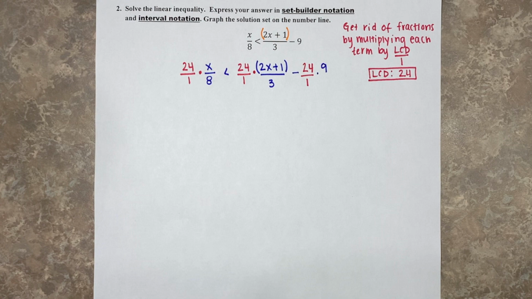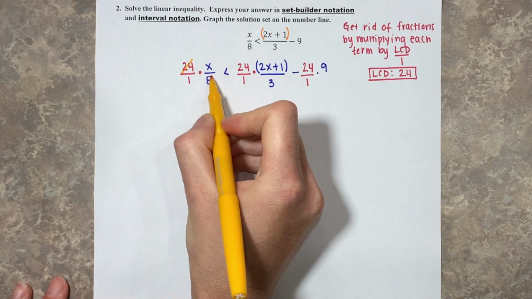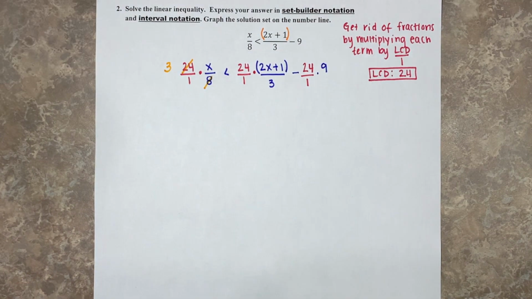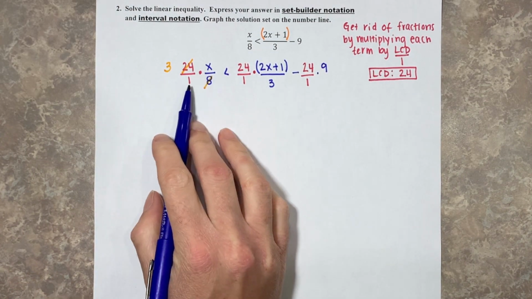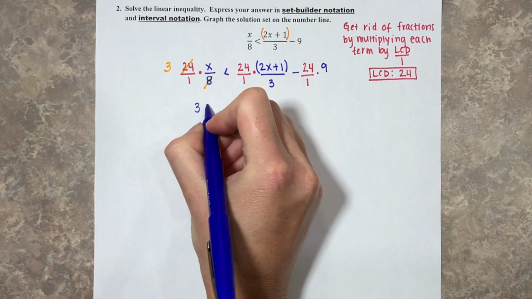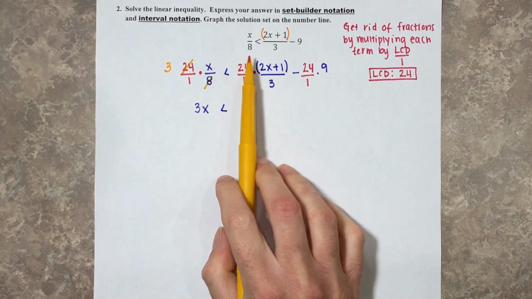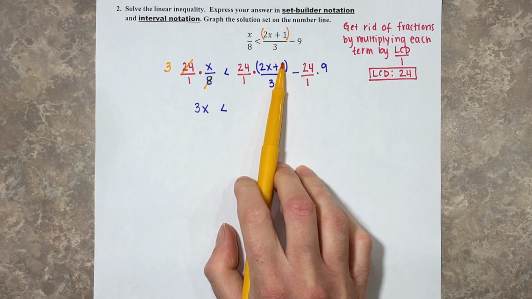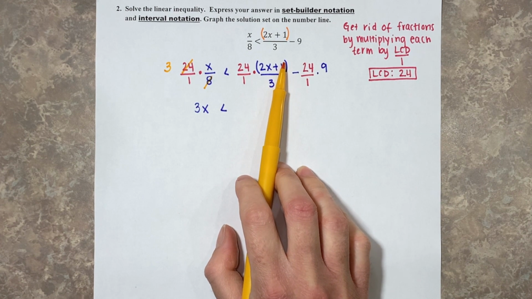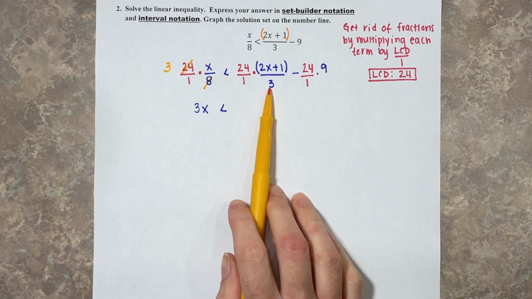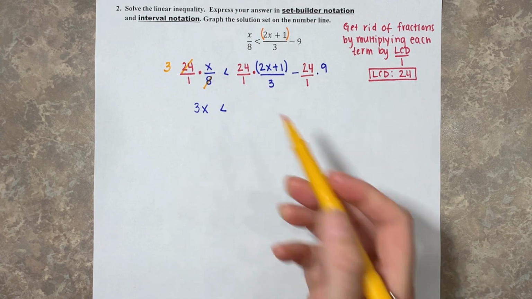Next, let's do some canceling to get rid of our fractions. Let's take 24 divided by 8, which will give us 3, and we'll be left with 3x over 1, or 3x. Over here, you might be tempted to distribute the 24, and you can, but I think it's a little bit easier if you first cancel to get rid of the fractions. So that's what I would recommend.